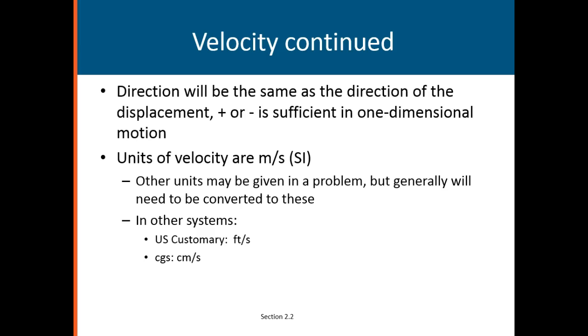CGS is centimeters per second. C standing for centimeter, and S, of course, is always second. Okay? G would be gram here, whereas the SI would be kilogram.